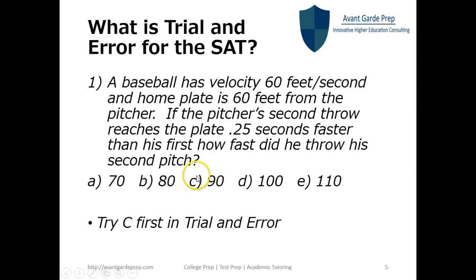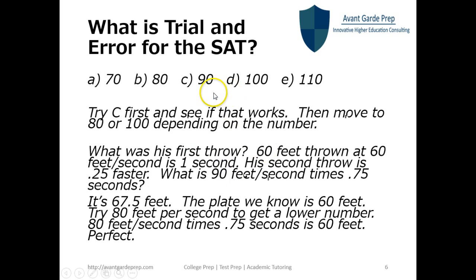So what may be going on right now for you as a student is you might be thinking about all the equations you learned in your math class. But you have to remember that the methods that we'll be teaching you are not going to be similar to math class. What you want to basically do for trial and error is use the answer choices they give you and plug them in to get the answer faster. So try and avoid using algebra as much as possible. What we want to do is try C first and see if that works, and then move to 80 (B) or 100 (D) depending on what we get with C.